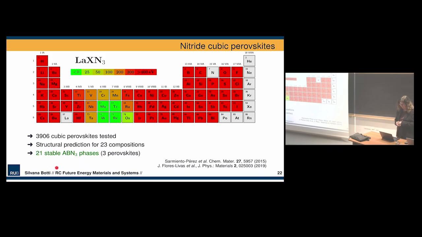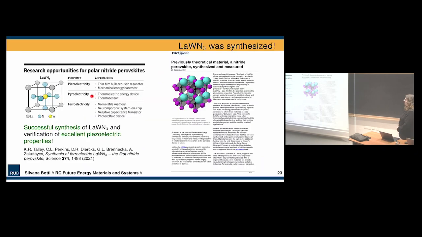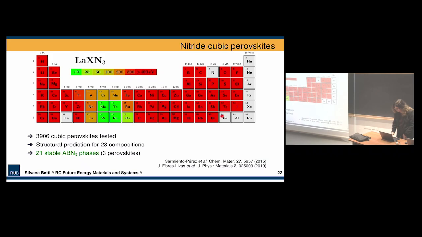So at the end, of the 21 stable A, B, N3 phases that we found, 3 remained perovskites, but they contain lanthanum, and so we could go a step further and replace lanthanum with lanthanides and analyze the whole family, because they were still stable also with the lanthanides. But originally we found these 3. This was published in 2015. Then in 2019, we published a characterization of all the lanthanides and looked at their magnetic properties.